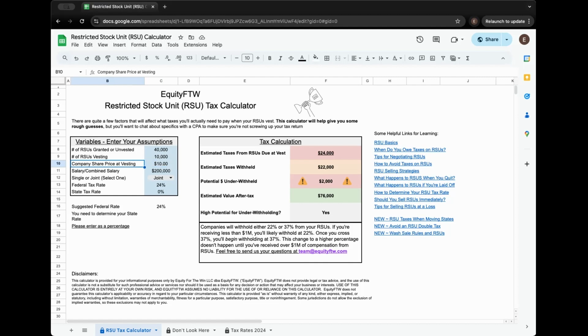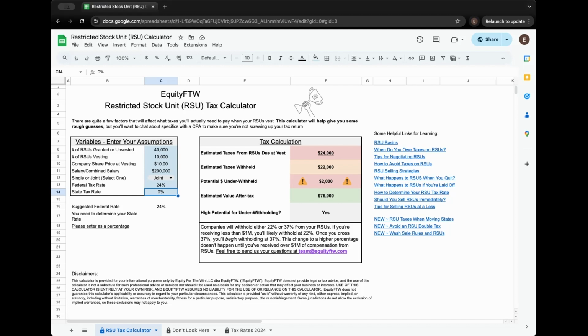Company share price at vesting. This is dependent upon your specific company. I thought about building in a little ticker functionality that would populate the share price at a vesting date, but this is just so much easier. It takes you 2 seconds to do. So yeah, put in a price, put in your salary or combined salary if you are married, put whether you're single or joint, and then you can enter your own federal tax rate and or state tax rate.